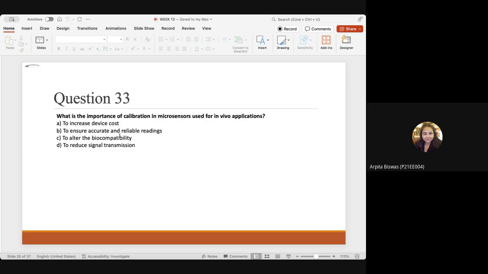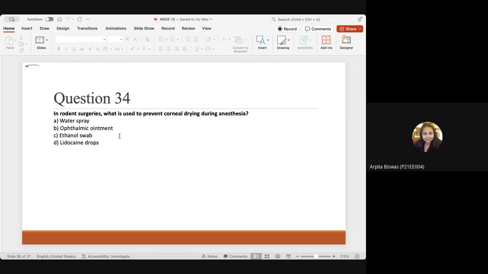Then question number 33. What is the importance of calibration in microsensor used for in vivo application? First, to increase the device cost. Second, to ensure the accurate and reliable readings. Option C, to alter the biocompatibility. And option D, to reduce the signal transmission. Option B, ma'am. Yes, the right option is option B, to ensure the accurate and reliable readings.